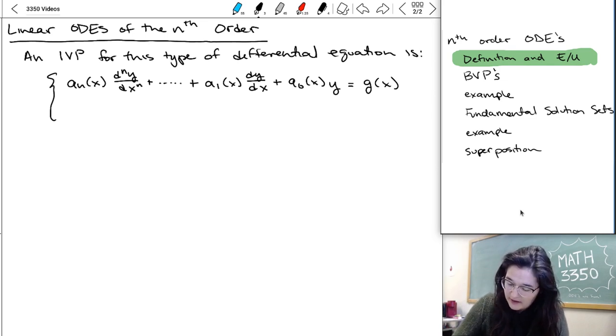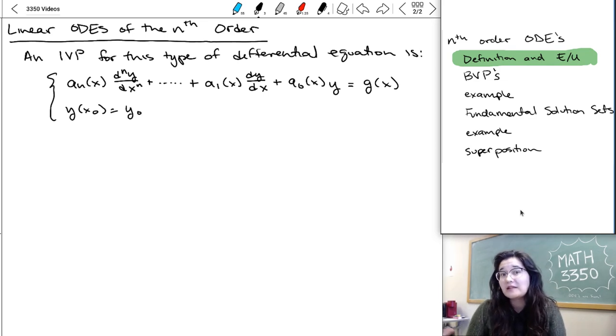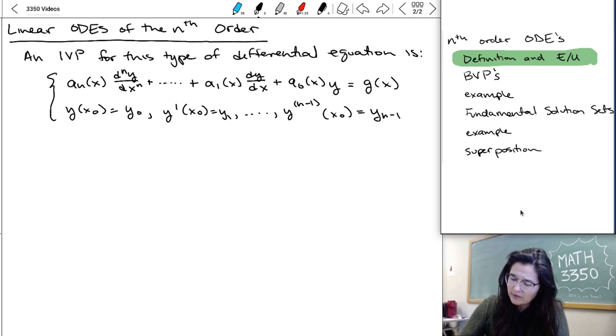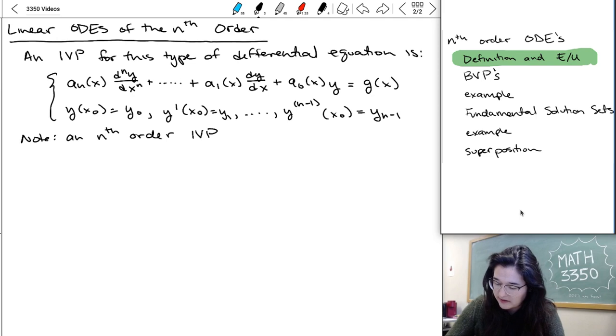And then we have initial conditions for an initial value problem. Your y of x0 equals y0, but then different from what we've had before, we specify additional conditions. y prime of x0 equals y1, so on and so forth, up until we get to the n minus 1th derivative of x0 equal to some y sub n minus 1. And so what's important to know here is that when we have these nth order initial value problems, we need to have n initial conditions.